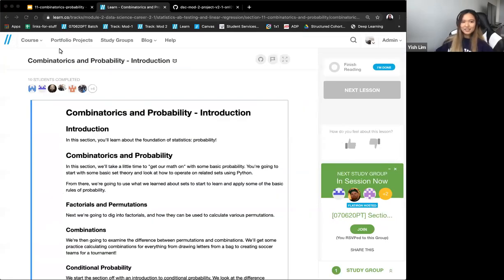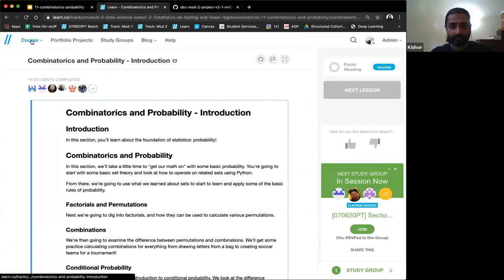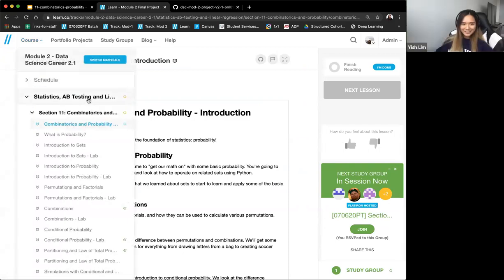There we go. So mod 2, as it says here, it's statistics, A/B testing, and linear regression. It's completely different from what we were doing in mod 1, where mod 1 was very much making sure that we know how to code in Python, getting the foundation down. We did a little bit of data gathering, data cleaning, visualizations.